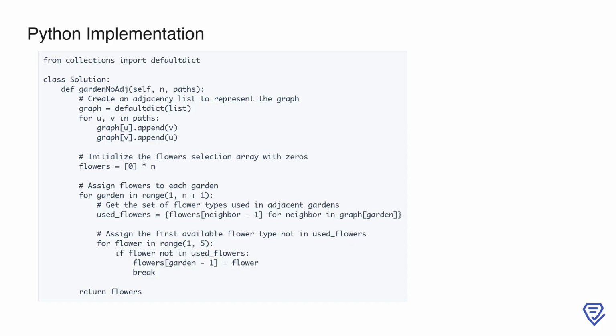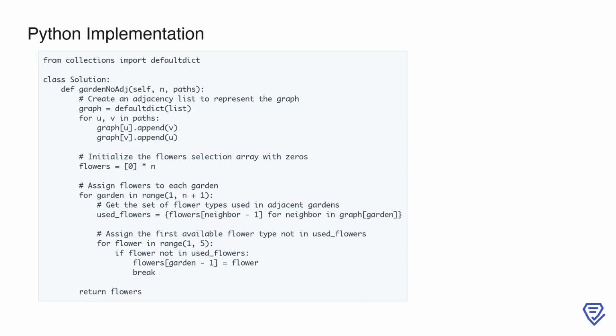1. Graph representation. The problem describes the gardens and paths connecting them as a graph. Each garden is a node, and each path is an edge between 2 nodes. We construct the graph using an adjacency list, stored in a dictionary. For every path [u, v], we add v to the adjacency list of u and u to the adjacency list of v. 2. Initialization. We initialize an array flowers of size n, the number of gardens, with all zeros, representing that no garden has been assigned a flower initially. Indices in this array correspond to garden numbers, 1-based.